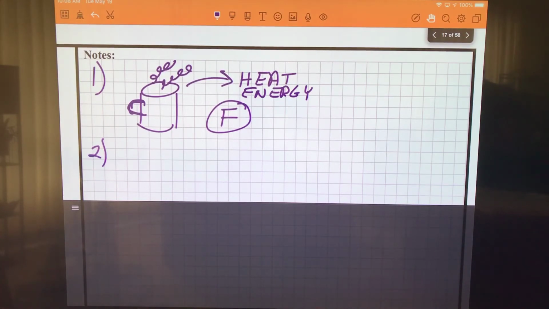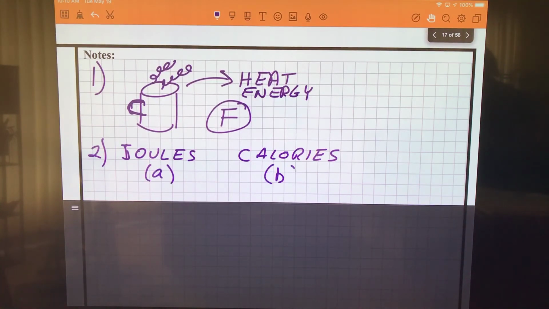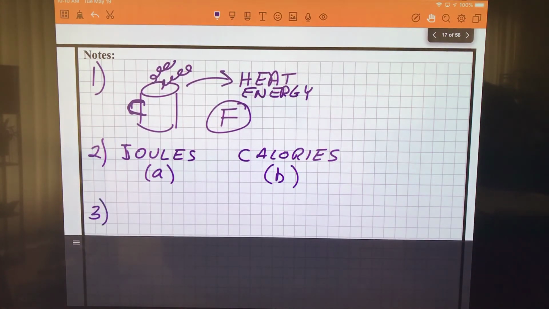Number two, the measure of heat energy. We have two different measures. You might even remember from last year that joules is one of our measures, and the other one is calories. Calories, similar to food calories. We'll talk about that relationship in a bit. But yeah, joules and calories. So we have two right answers there, A and B. Rads, keep in mind that was all about radiation. We don't want that right now.